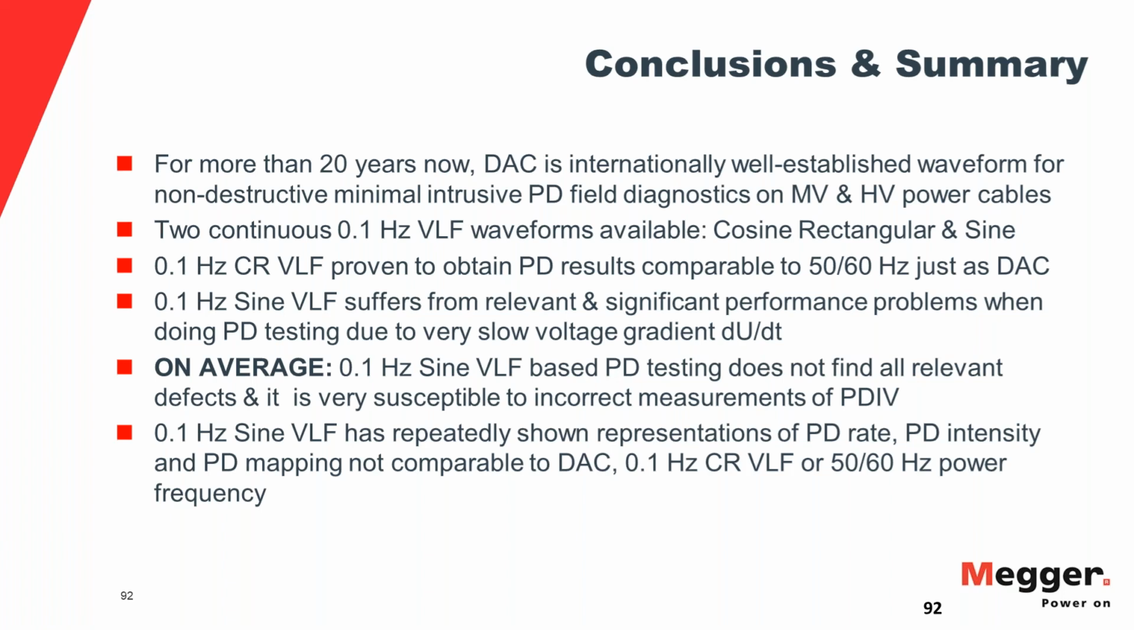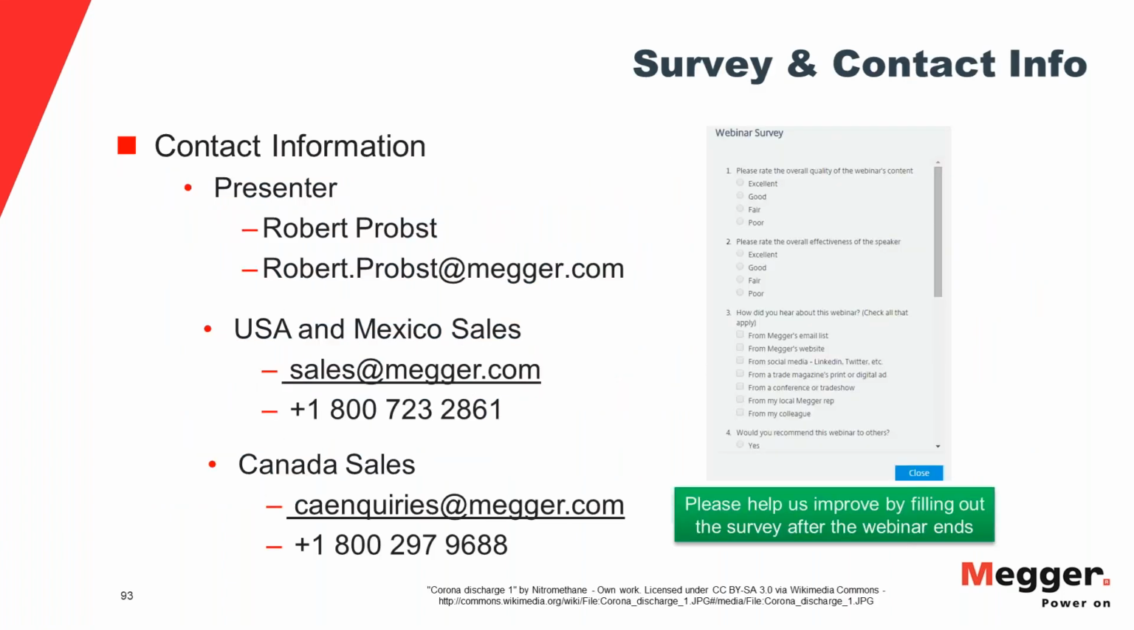So for the commissioning testing, PD plus cosine rectangular is the preferred withstand test, monitored withstand test. And this pretty much concludes everything, so I give back to Michael.